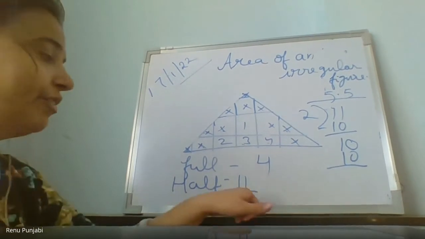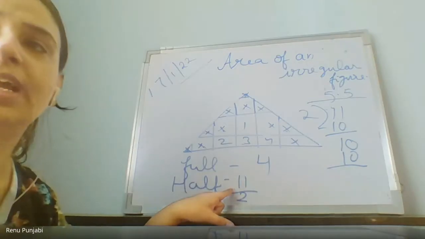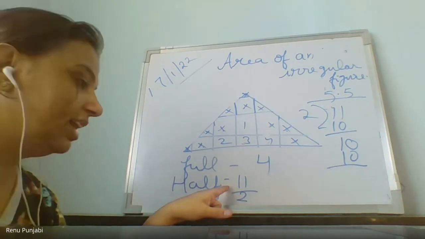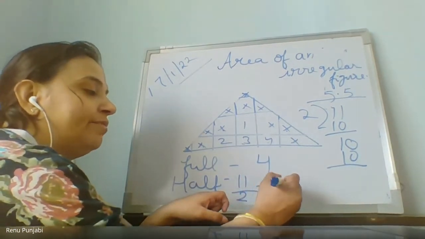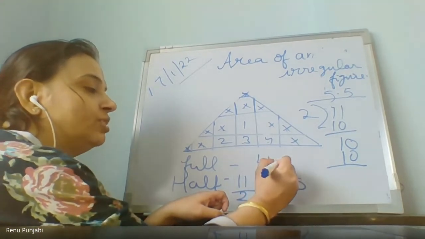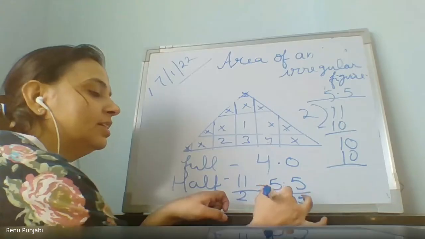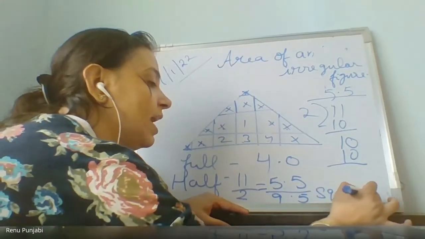Okay. So 5.5 is clear to you now? Yes, ma'am. 10 ka half is 5 and 1 ka half is 0.5. So it is 5.5. So now you have converted them into the full, which is 5.5. Now you are going to add. So the answer will be 9.5 square units.